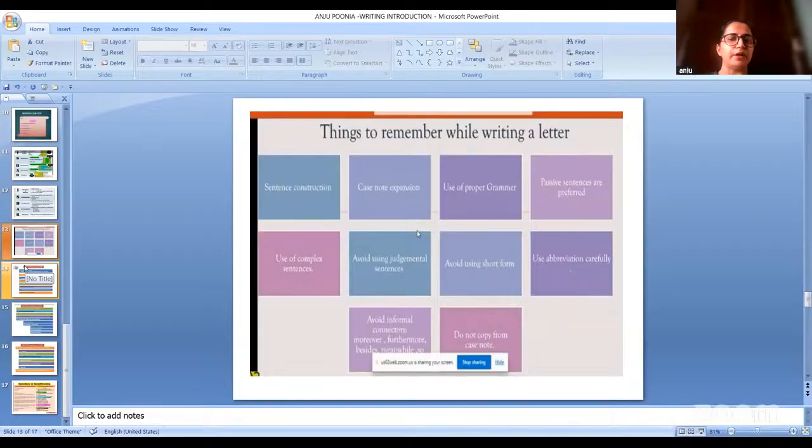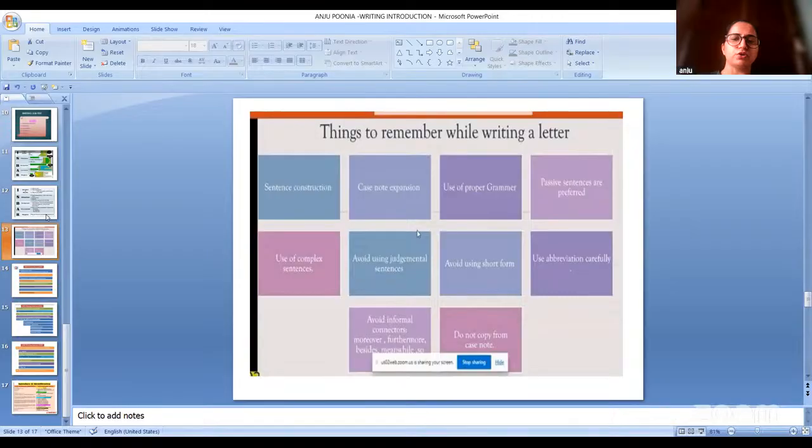Use of proper grammar. We know very well where we need active voice and where we need passive voice. Passive sentences are preferred because sometimes we are talking about the patient. At that time we use a passive sentence. If the patient is saying something, at that time we need to use an active sentence. So no need to worry when we start writing. Step by step, everything is clear.